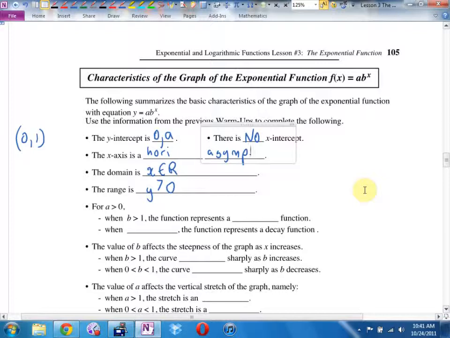We said this, Kirsten, every exponential graph has a domain of what? Our reals. What about the range? It was everything above 0 but not touching. Okay? We said that every single exponential graph had no x-intercept. The y-intercept was 0, 1. Oh, actually it was 0, a, because it's 0, 1 if there's an invisible 1 in front of everything, but whatever a is, that's your vertical stretch.